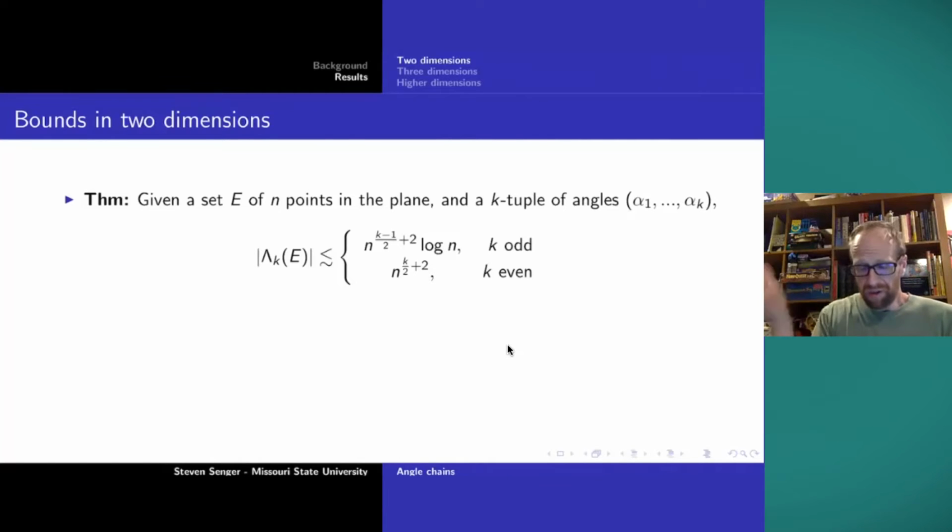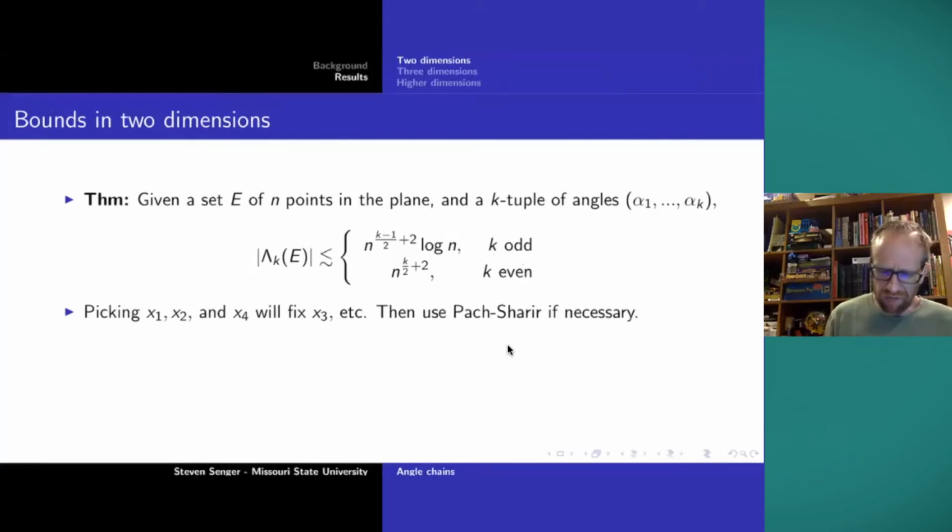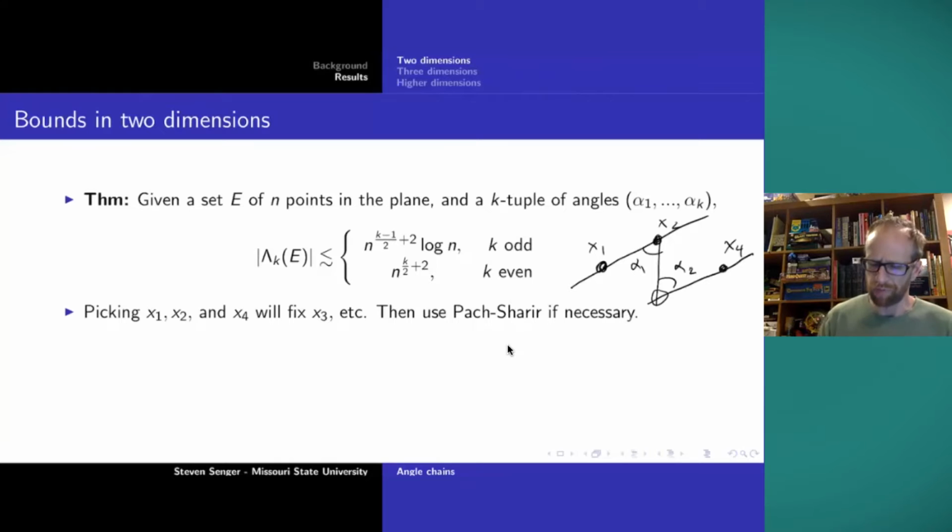So if k is even, then we can play the following little game. Here's x1, here's x2, and like I said, x1 and x2 are going to uniquely determine a line in 2 dimensions. Well, I mean, they'll always uniquely determine a line, but here we're in 2 dimensions. And then if I pick x4, this choice of x1, x2, and x4 essentially uniquely determines where x3 can be so that I can get the angles that I want, alpha 1 and alpha 2. So for k even, when we have a pair of angles, we can sort of Lego brick these things together.